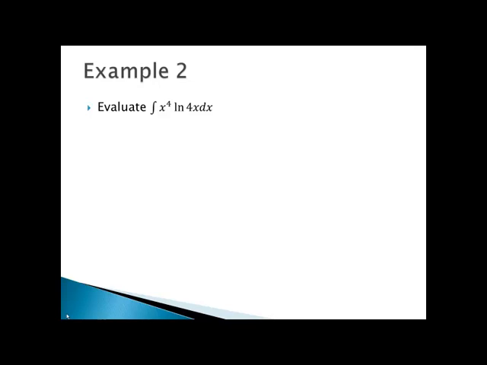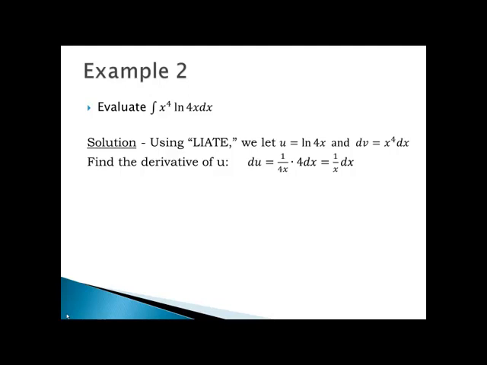Example 2, I'm asked to evaluate the integral of x to the 4th power times the natural log of 4x with respect to x. Again, using LIATE, I see that I have a logarithmic function in my integrand. My logarithmic function is the natural log function, so I'll let u be equal to the natural log of 4x. Now that I've chosen u, dv is everything that's left over, so dv would be x to the 4th power times dx. I use the chain rule to find the derivative of u. The derivative of the natural log of 4x is 1 over 4x times 4, which simplifies to 1 over x dx.